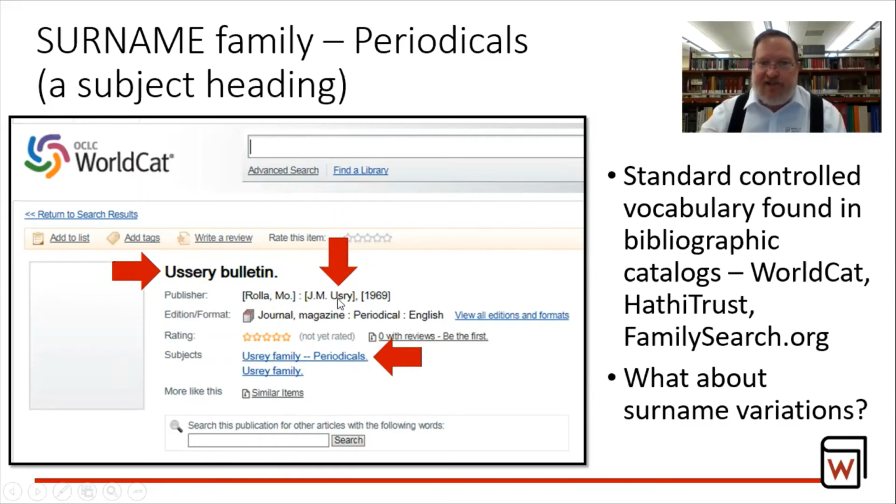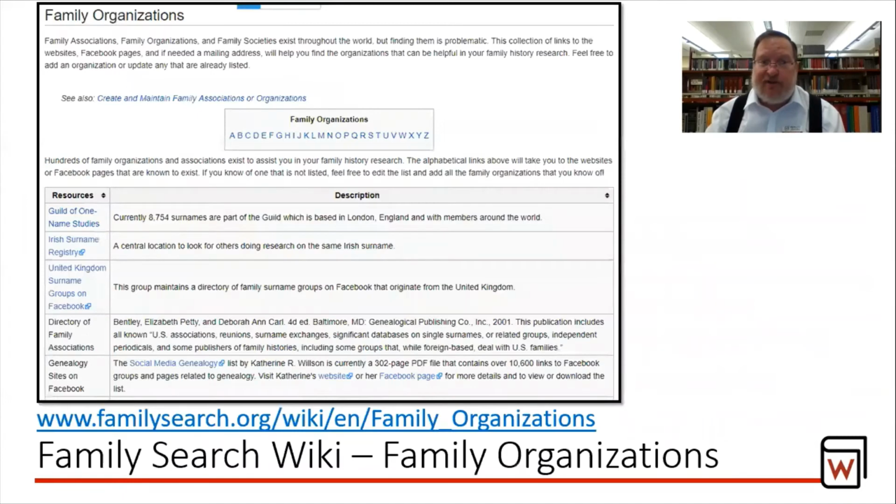Now note that the author is spelled Usry and that the bulletin that he published, Mr. Usrey, also has a different spelling. So you will find variations in surnames, but there is a standard and you want to find out what that standard is through a bibliographic utility.